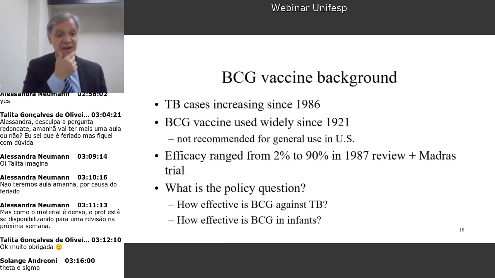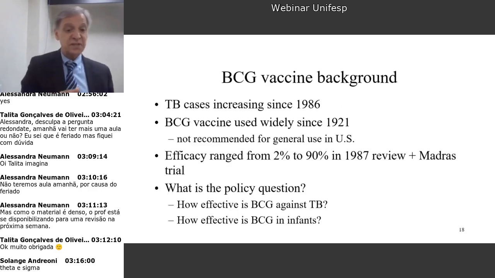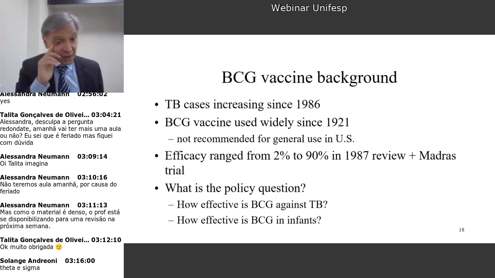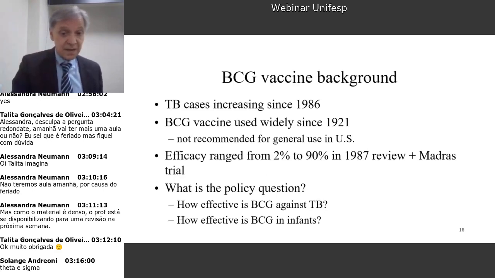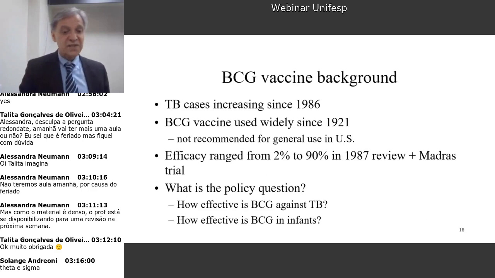Here you have the BCG vaccine background. Tuberculosis cases are increasing. The BCG vaccine has been widely used since 1921. It's not recommended in the US, and people ask the question, is it efficacious? Is it effective? Efficacy ranged from 2 to 90% in different studies. In 1987, the Madras trial. In one trial, there was variation. Amazing. What is the policy question? How effective is BCG against TB? How effective is BCG in infants?